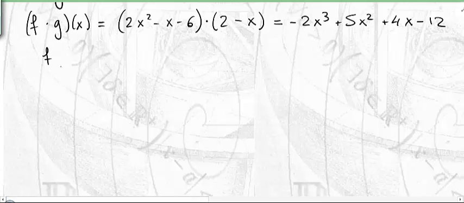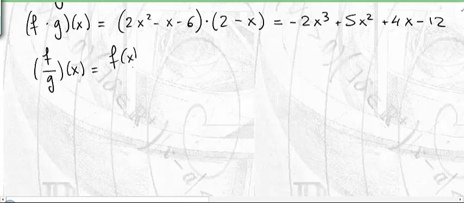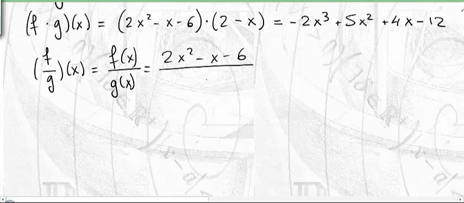Last operation is the ratio of the two functions. So again, write the definition. It's just the ratio of their outputs. So f is this one, 2x squared minus x minus 6, and g is 2 minus x. Okay, so what is f of x over g of x? Well, this is it. But you know you have to simplify, but you got to be careful when you simplify.